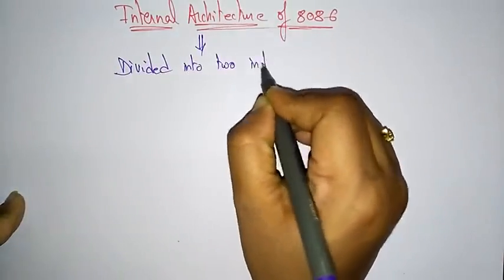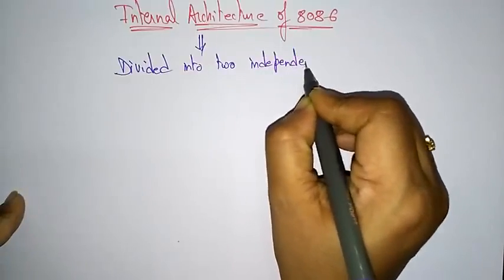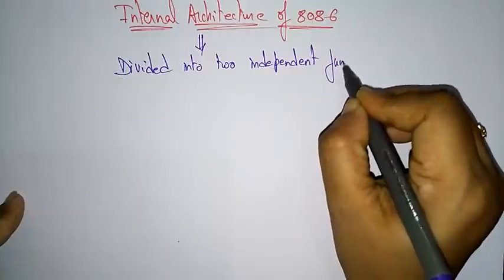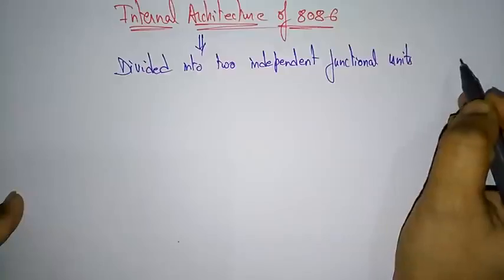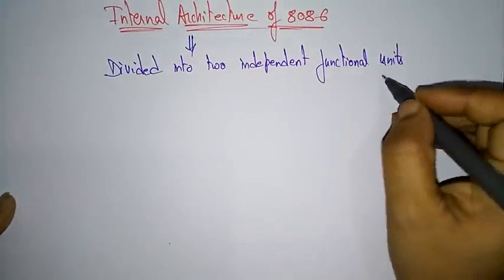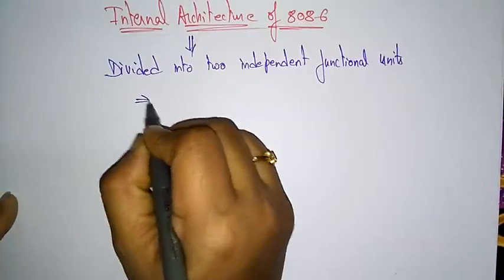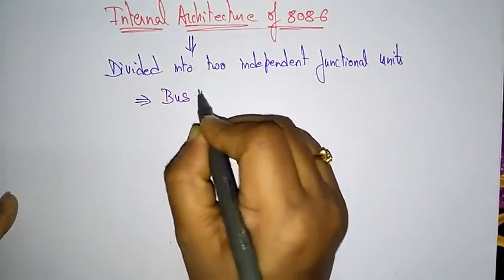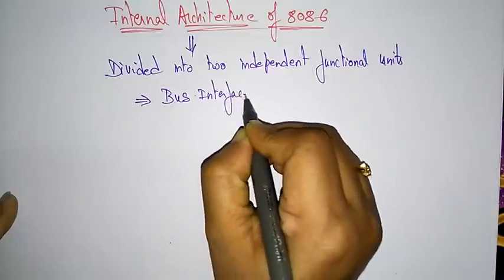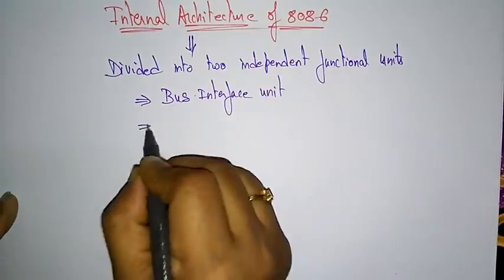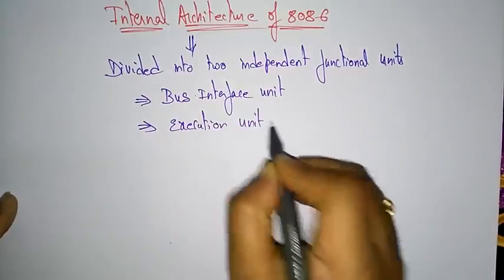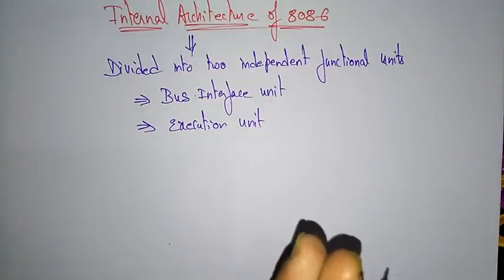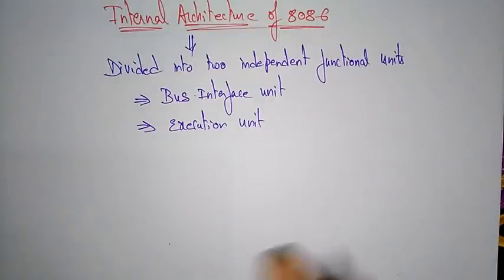two independent functional units, which you have to remember. The complete IC is divided internally into two functional units, and they are the bus interface unit and next the execution unit. So the internal architecture of 8086 is divided into two functional units. One is the bus interface unit and next is the execution unit.